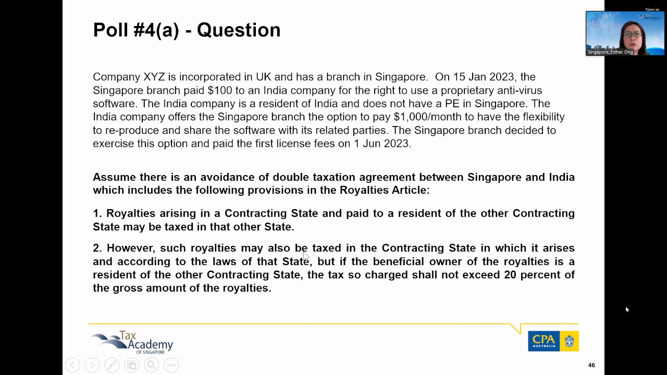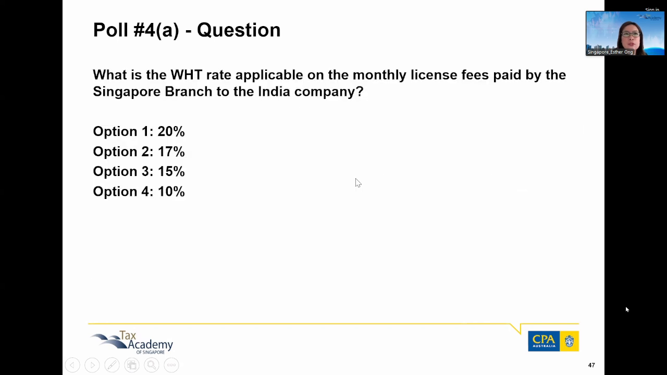However, such royalties may also be taxed in the contracting state in which it arises and according to the laws of that state. But if the beneficial owner of the royalties is a resident of the other contracting state, the tax so charged shall not exceed 20% of the gross amount of the royalties. What is the withholding tax rate applicable on the monthly license fee paid by the Singapore branch to the India company? So there are 4 options here.